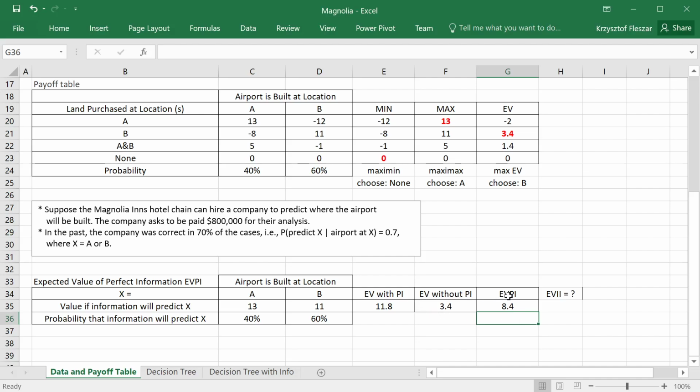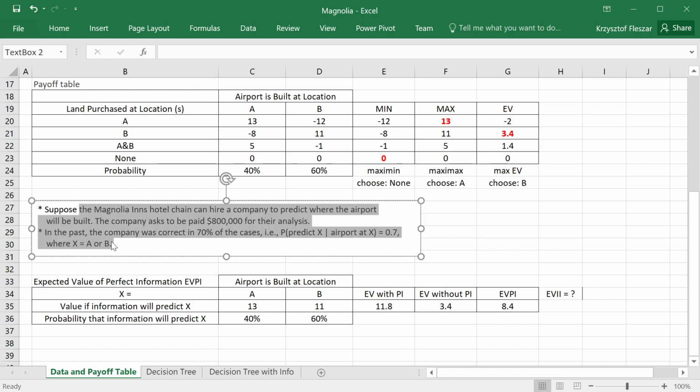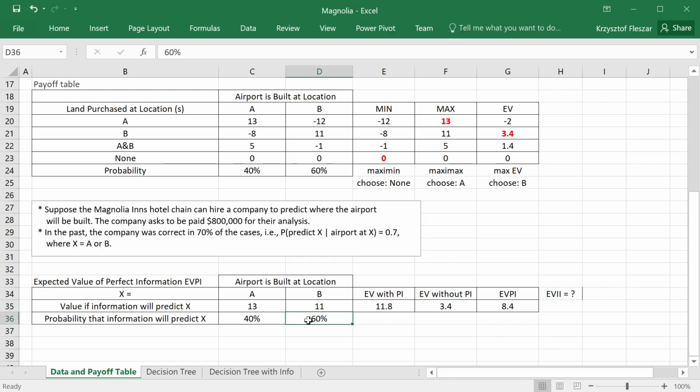Before we build a decision tree with information, we first need to calculate the impact that this information will have on the prior probabilities that we have for the airport being built at location A or B. So the idea is, before we obtain the information, the probability of location A was 40% and B 60%.